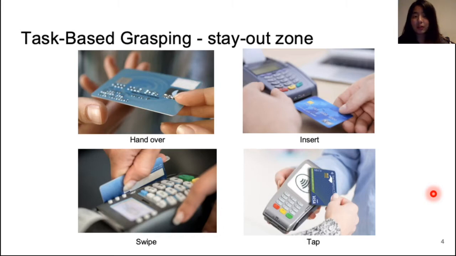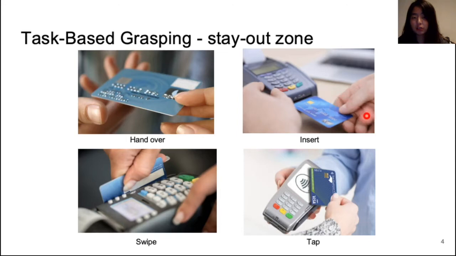One question we aim to answer is how to specify a task intuitively. One thing we consider is that tasks usually have restricted contact areas. For example, we grab credit cards differently depending on the scenario. To hand the card over, we need to leave an area for the cashier to grab it.